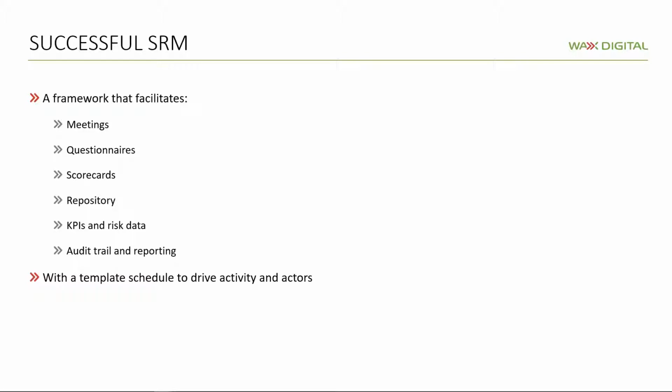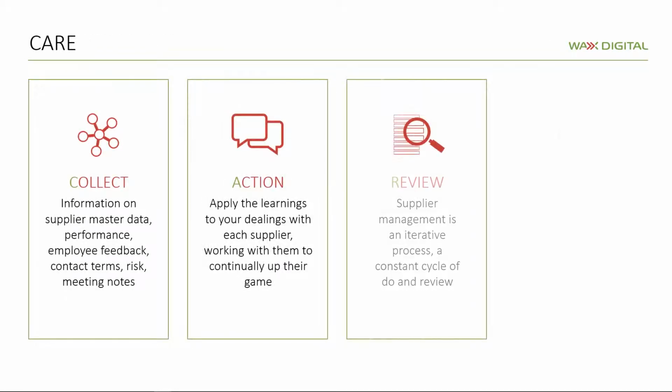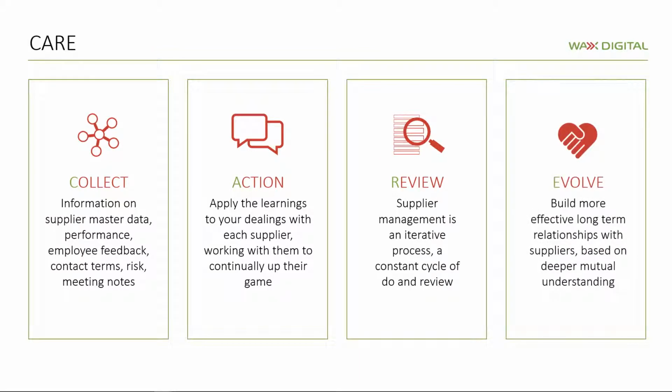And I choose the word care advisedly, because it provides a handy acronym for the key constituents of the SRM lifecycle, where collecting the base data provides the collateral to drive the series of actions or activities associated with the relevant supplier tier. Ongoing review measures the outcomes from those activities and informs the evolution of each supplier engagement, part of which means building a successful working relationship, a true business partnership with your suppliers, and part of which means they know they're being watched and held accountable, and so evolution may mean a change of supplier.